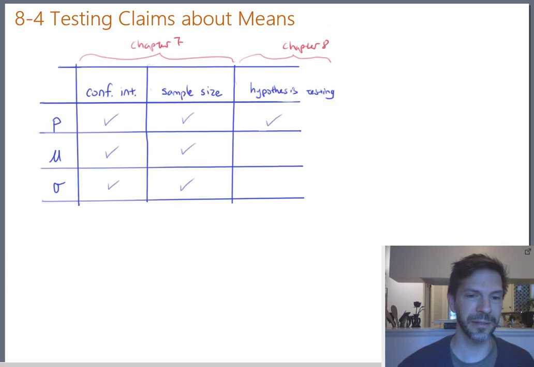Actually, sorry, let me put this chart back up first. I just wanted to say that in 8.3 we did hypothesis testing about proportions. Now we're on to doing hypothesis tests about means, and then in 8.5 we'll do hypothesis tests about standard deviations.